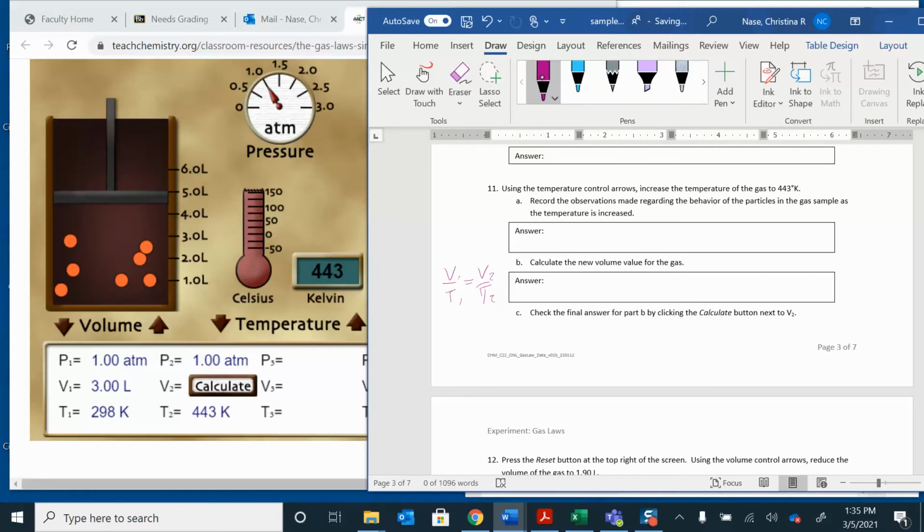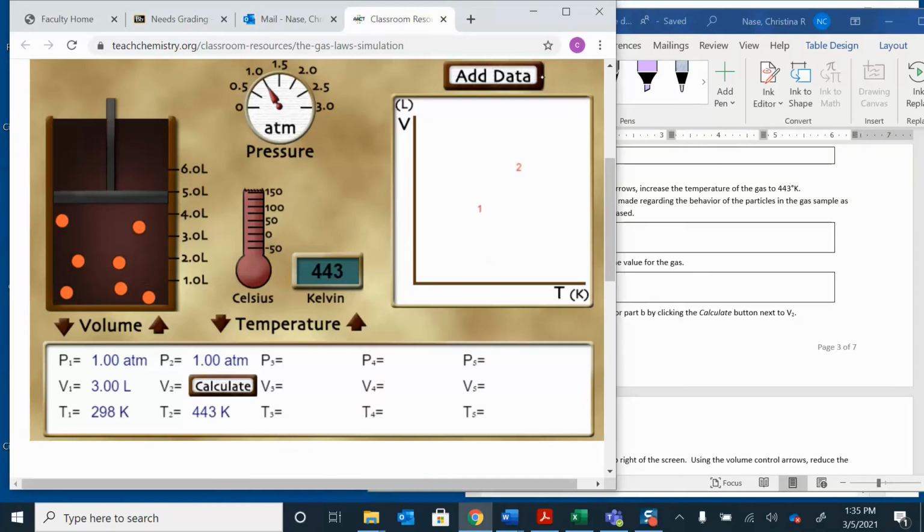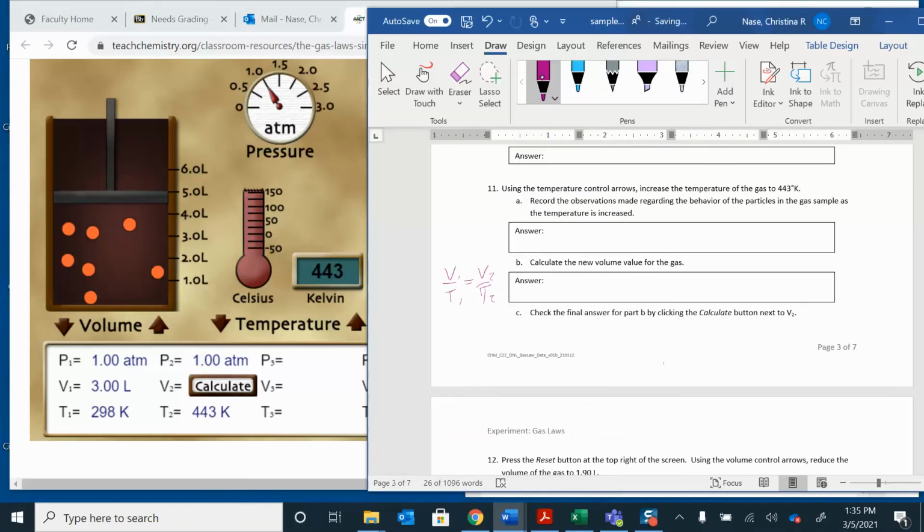And in this problem, we have a V1, a T1, and a T2. So we're solving for V2. So I want to solve for this V2. So I can plug everything in. I've got volume of 3 liters. My T1 is 298. And over here I have V2 that I'm looking for. And here I have 443.